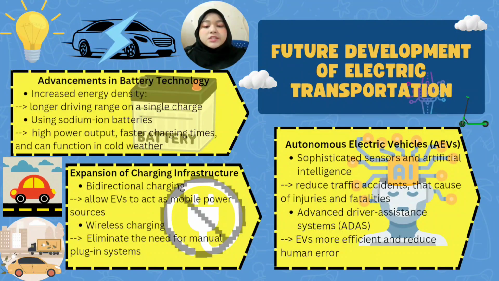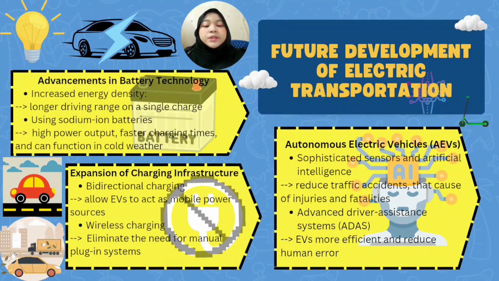The third one is the autonomous electric vehicles, or known as AEVs. This means that the electric vehicles have sophisticated sensors and artificial intelligence built within. This could reduce traffic accidents that cause injuries and fatalities.